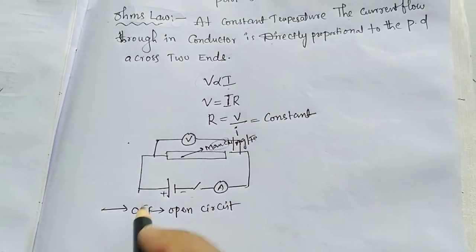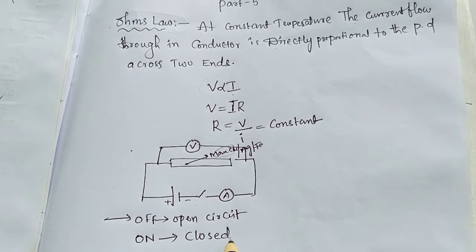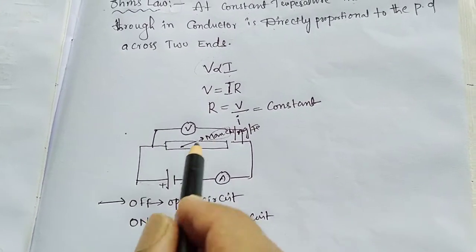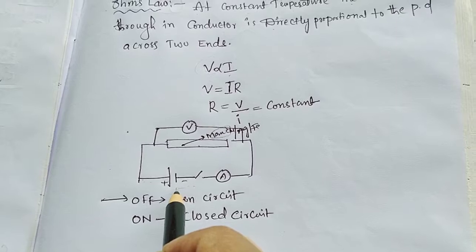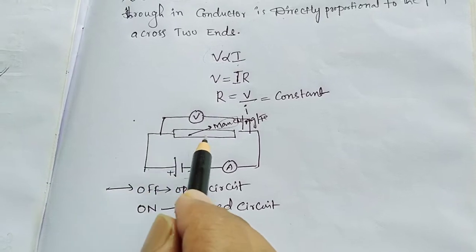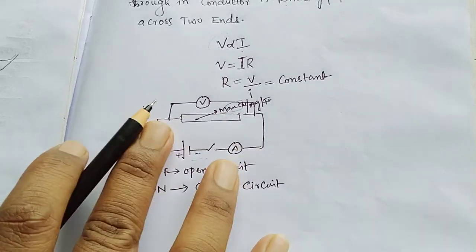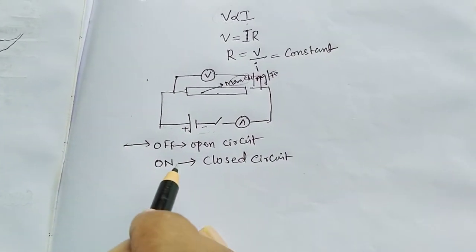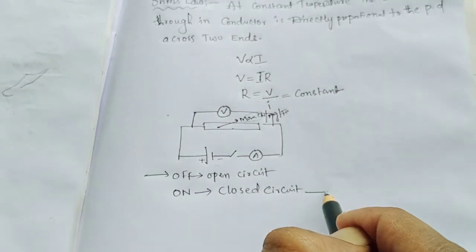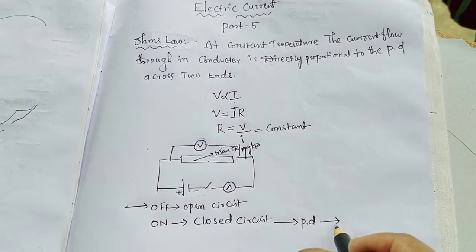When the switch is on, that is a closed circuit. The electric current flows from the positive terminal through the manganese conductor to the negative terminal of the battery. In this situation, with the switch on, we are measuring potential difference and electric current.